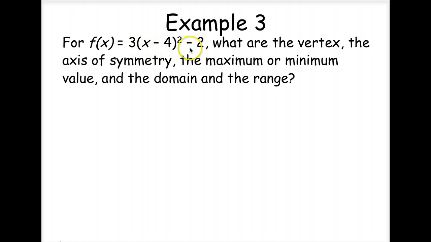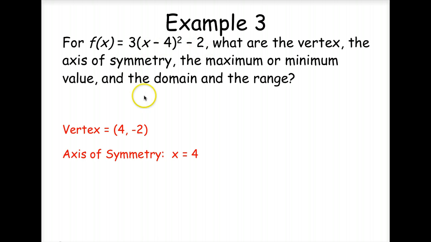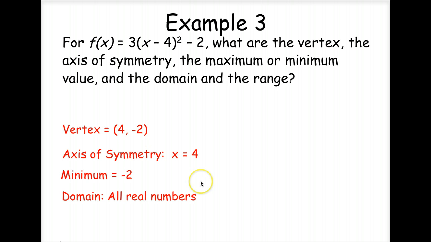Now we're getting a little bit more complicated, and we're asked what are the vertex, the axis of symmetry, the maximum or the minimum value, and the domain and the range. Well, first of all, the vertex is a positive 4 and -2, so 4, -2, this is the h and the k. Our axis of symmetry, the equation will be x is equal to 4. The minimum is at -2. We look at our y value. The domain, of course, is all real numbers. The range, since it opens up, because that's positive, from -2, y is going to be greater than or equal to -2.